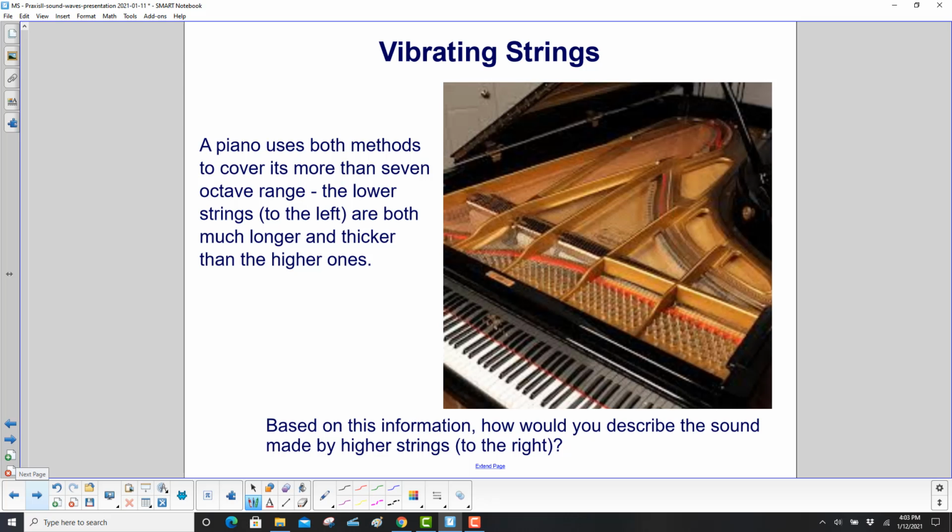A piano uses both methods to cover its more than 7-octave range. That's 8 notes in an octave, so that's a lot of notes. The lower strings, over here, are both much longer and thicker than the higher ones.